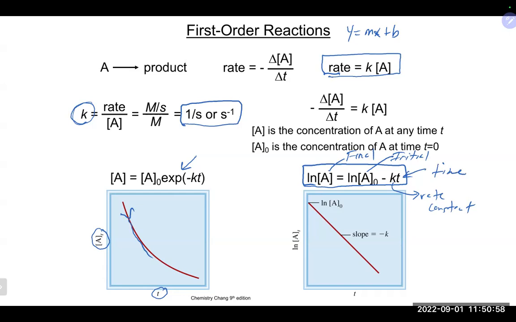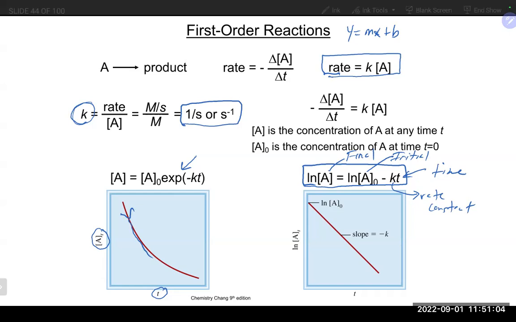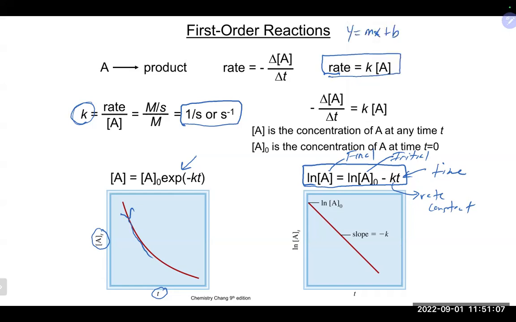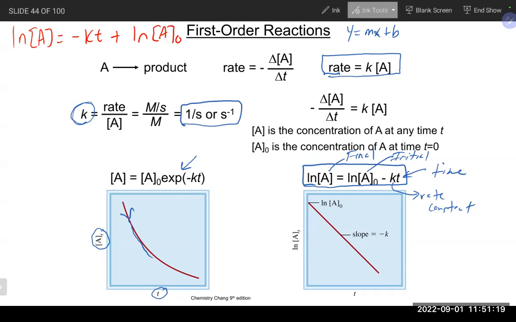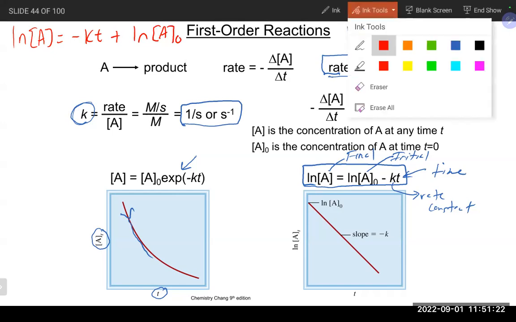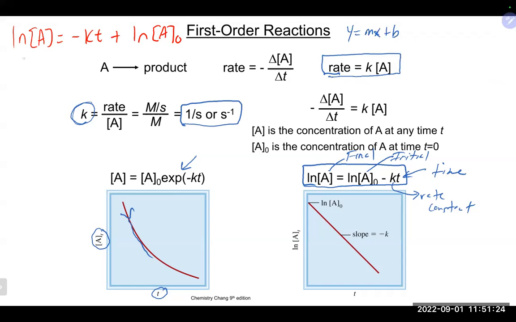And when we take that integrated rate law and rearrange it and write it in this fashion, the natural log of A is equal to minus kt plus the natural log of A naught. This is the first order equation written in the form of a straight line. This is y equals mx plus b.